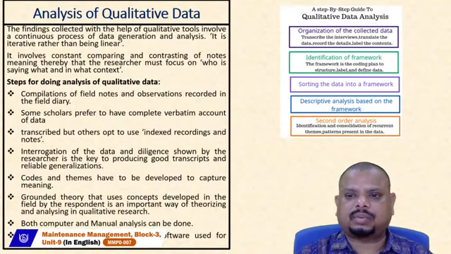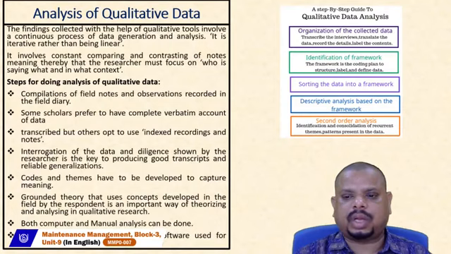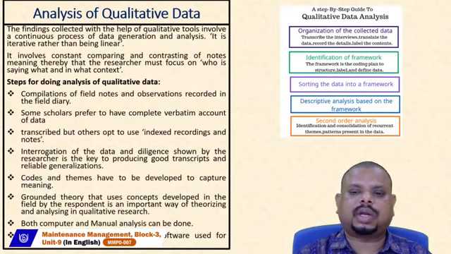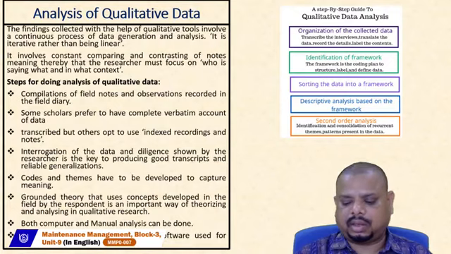In the second step, we have to identify the framework, and the framework includes a coding plan to structure, label, and define the data. Third step is sorting the data into the framework. The fourth step is descriptive analysis based on the framework. And the last one is second order analysis, which means we have to identify consolidated recurrence, the themes, and the patterns present in the data.